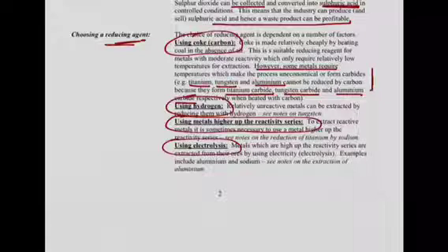So sometimes you'll see questions where it says, why, despite the fact that carbon could be used, is it not used? And quite often the reason is that the carbon forms the carbide, and the carbide basically leads to the metal being less suitable than it should be.